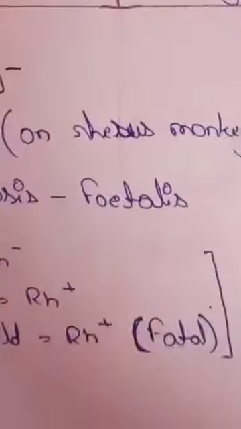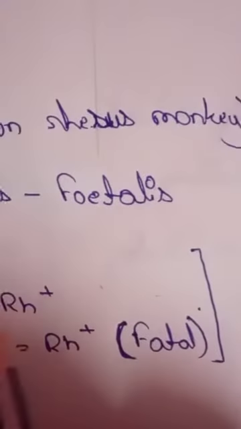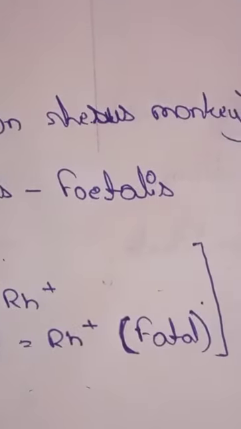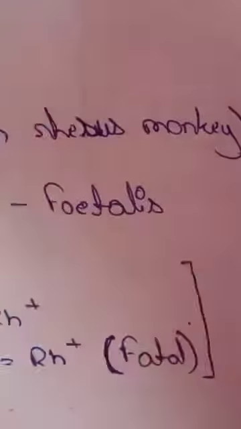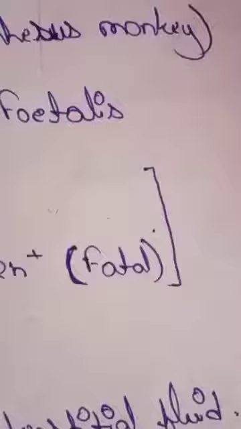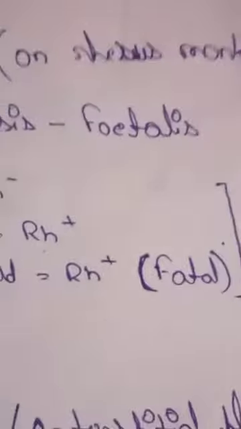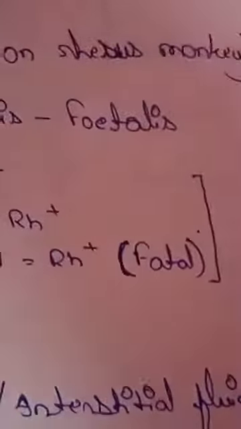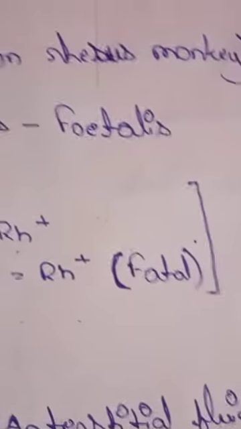During pregnancy, when the mother is Rh negative, after giving birth to a child who is Rh positive in the first pregnancy, if the mother has a second pregnancy and the child is Rh positive, then that baby will die.